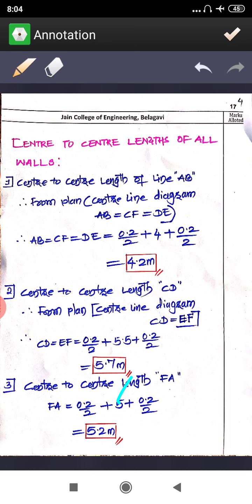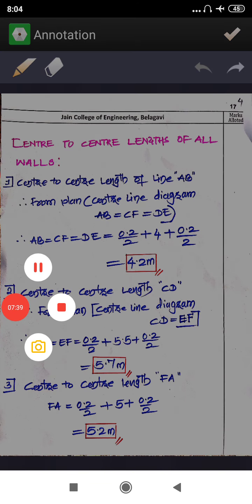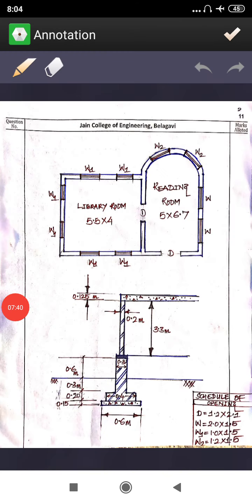Similarly for FA, see here, the inner distance is 5 meter. We are talking about the reading room. So the inner distance is 5 meter, half of the wall thickness from this side and half of the wall thickness from another side. So it is going to be 5.2 meter. I can see the inner distance is 5 meter, so I have to add half of the wall thickness from this side and half of the wall thickness from this side. So you'll be getting the 5.2 meter.